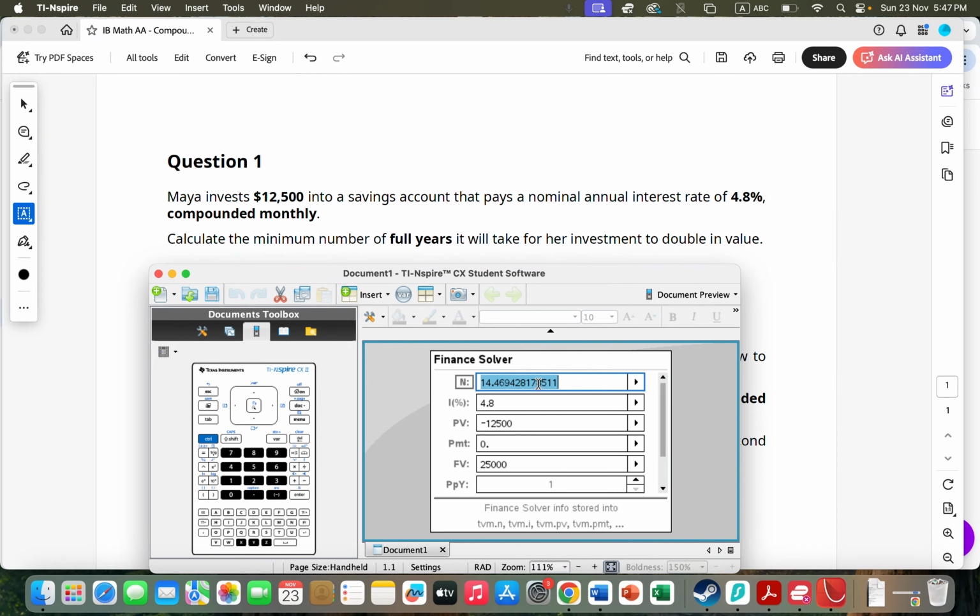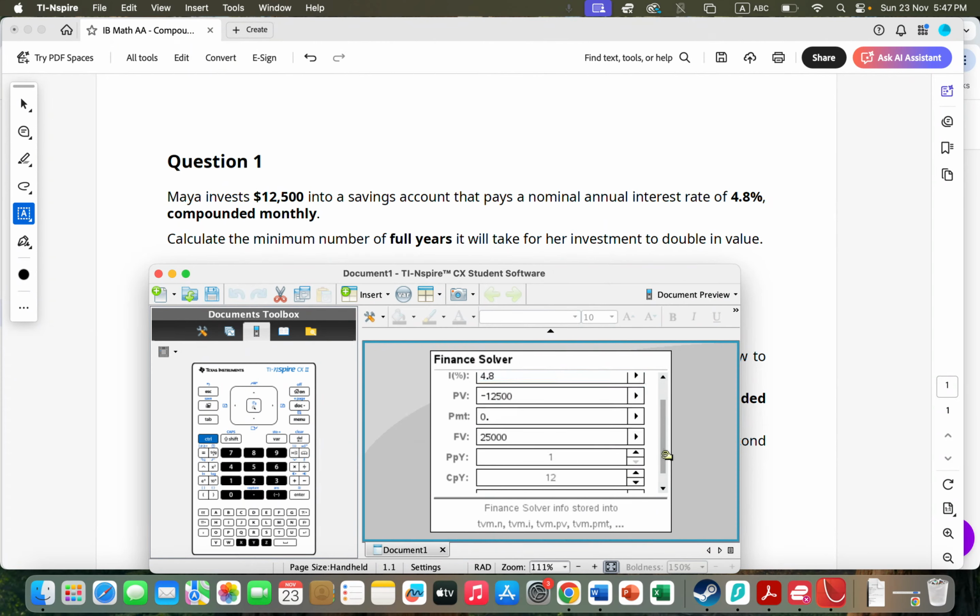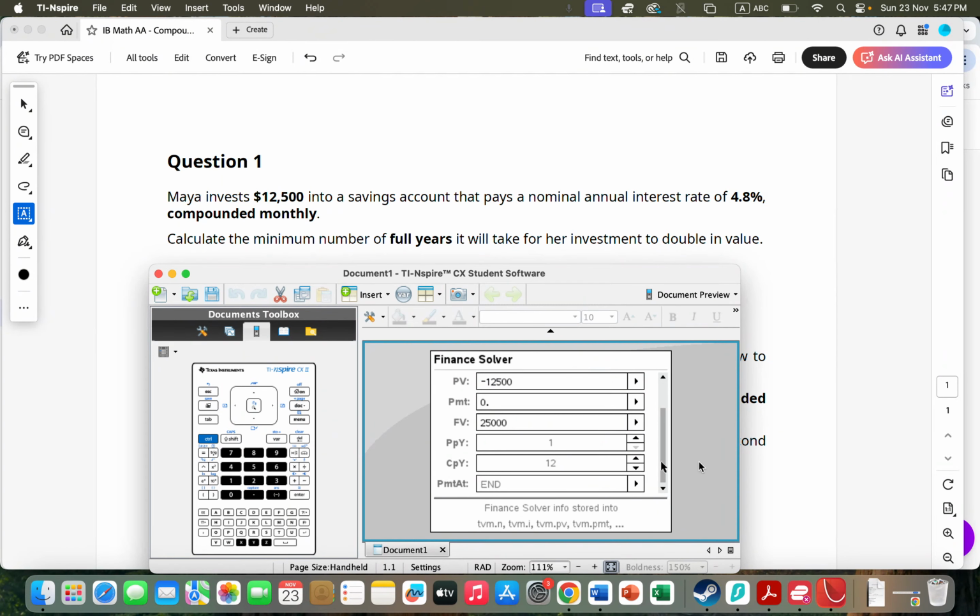Now, how do we show the workings for this in the exams? You literally just tell me what is N, what is I, PV. You could just follow this sequence of values that's being put on the calculator and just show me all these numbers as part of your workings, and that should give you full credit for this question.